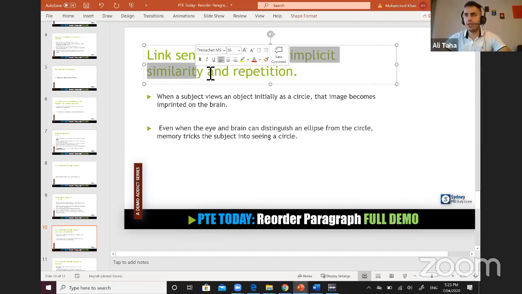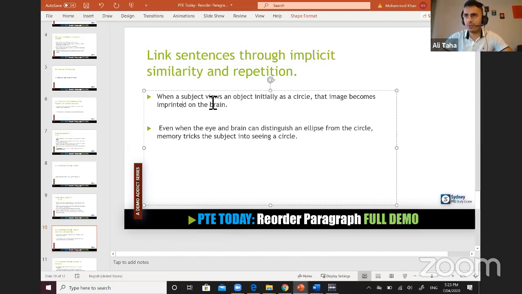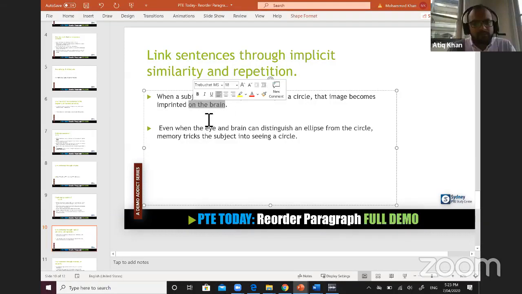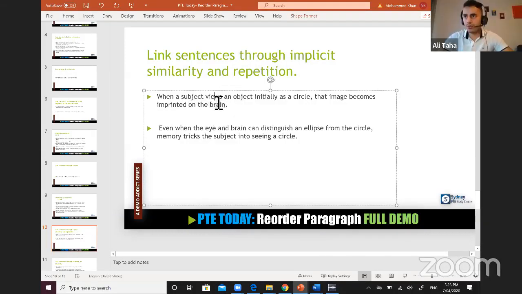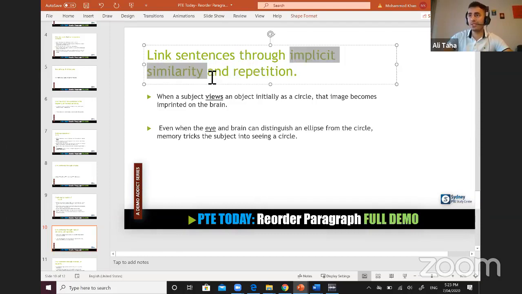If you take a look here, when a subject views an object initially as a circle, the image becomes imprinted on the brain. Take a look at the word views. This sentence comes after, even when the eye. This is what I meant. What do we use to view something? The eye is used to view something. So here the similarity was mentioned in an implicit way. And this is what we meant by implicit similarity.